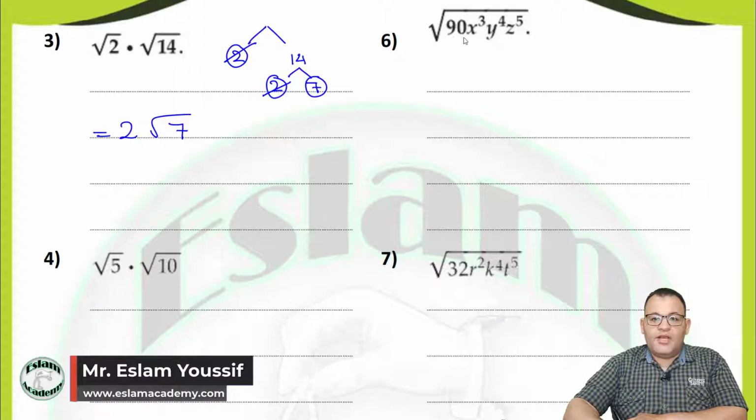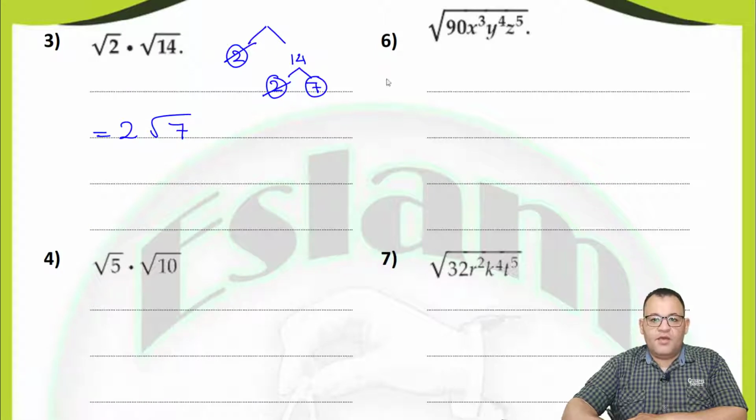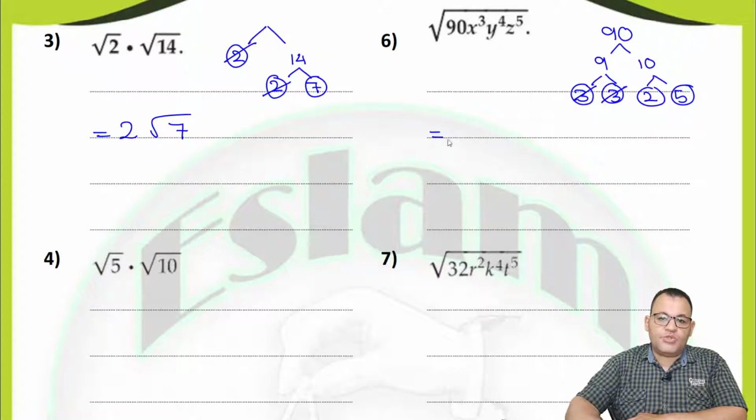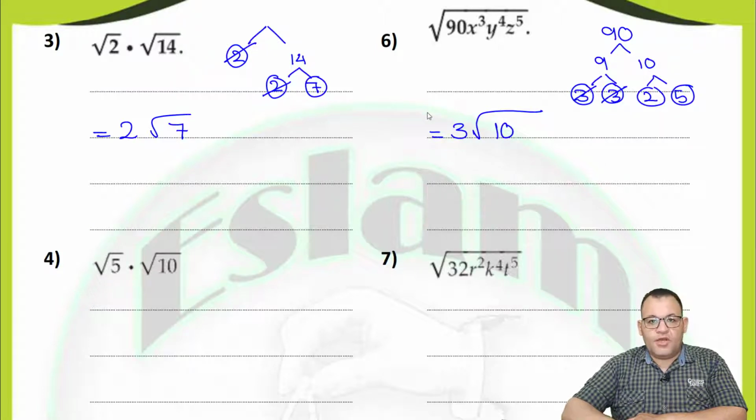The square root of 90, x to the power 3, y to the power 4, z to the power 5. At first, 90 equals 9 multiplied by 10. 9 equals 3 multiplied by 3, both of them prime. 10 equals 2 multiplied by 5. Now we can solve. From each two similar numbers, we just take one outside. And still we have here 2 times 5 equals 10, and that's with the square root of 10.